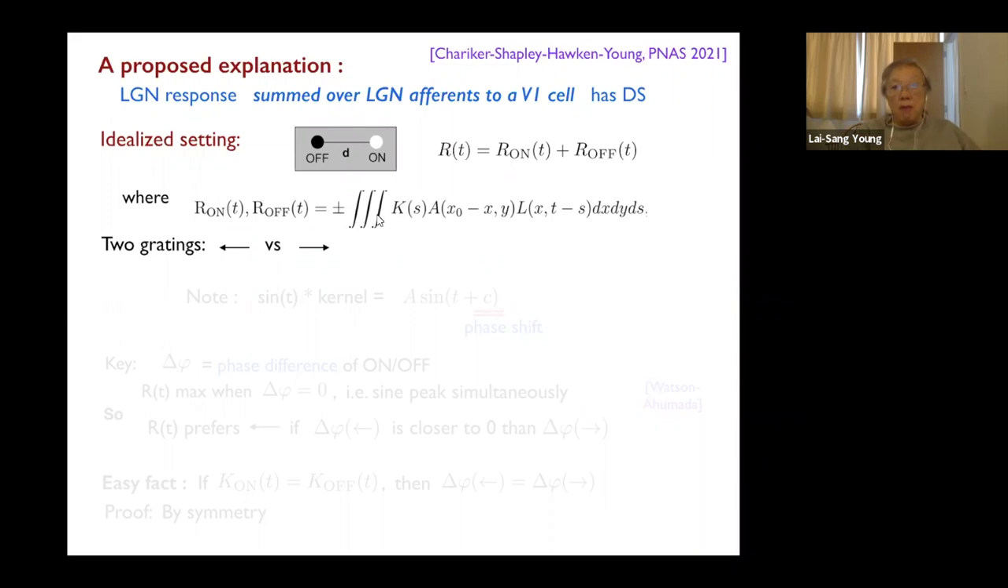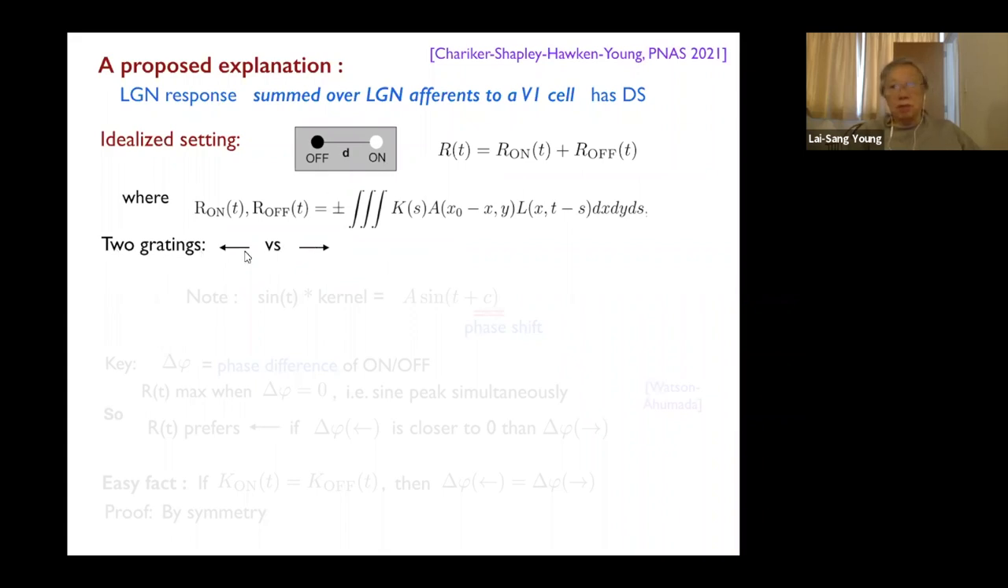Now I think of the output of a cell as the light intensity map convolved with the time kernel, which I think of as a point, and the space kernel. This is the time kernel. This is the space kernel, which I think of as kind of a point.